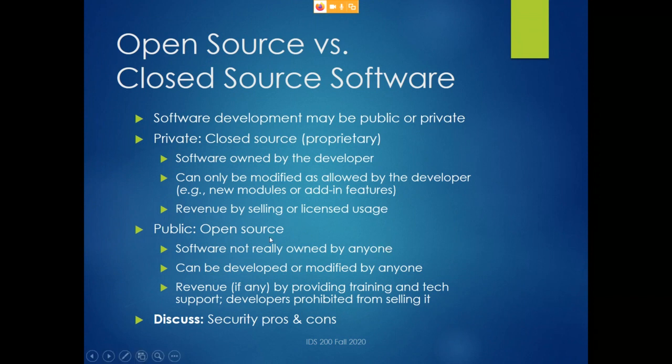The public model is open source. In that case, the software isn't really owned by anyone. The source code is made public for anybody who wants to use it. It can be developed or modified by anyone. Okay, so for example, there's an open source operating system called Linux. And in principle, anybody can show up and try to add some new module, new feature, and provide code for that. And if it's good, the people who govern Linux will implement that in. So it's sort of like Wikipedia for code.